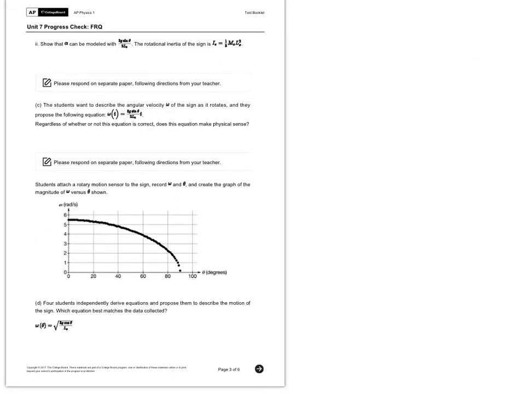Okay, part 2. Show that alpha can be modeled with 3g sine theta over 2L. It gives us the rotational inertia of the sign. So just rewriting this, angular acceleration equals 3g sine theta over 2L. And it also tells us that the rotational inertia equals 1/3 ms ls squared.